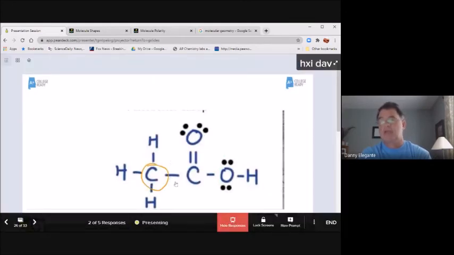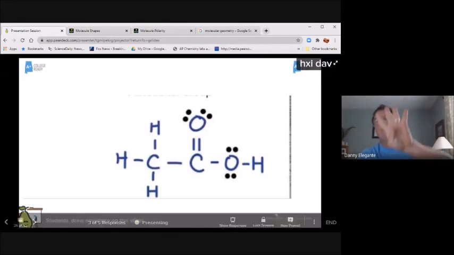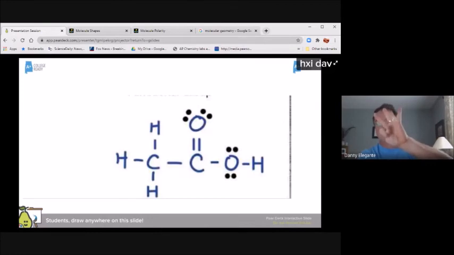Okay, and somebody picked the right one. This carbon right here has 4 things stuck to it, plus 0 lone pairs is 4, minus 1 finger for the s becomes sp3 hybridized.